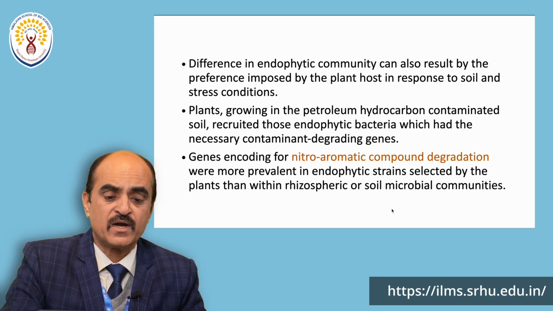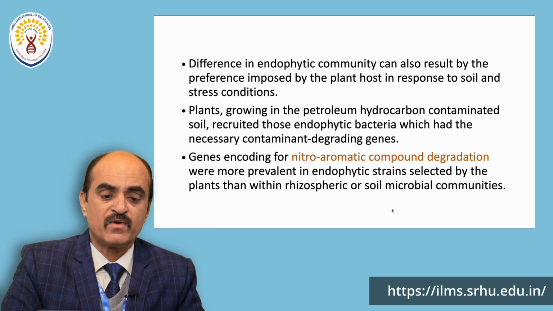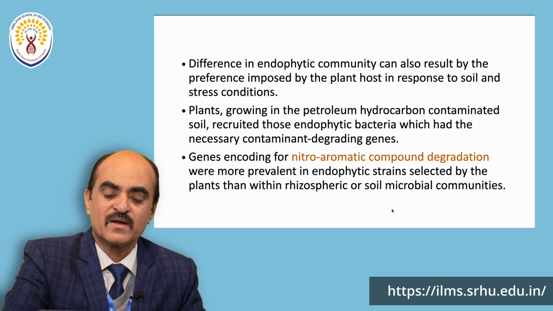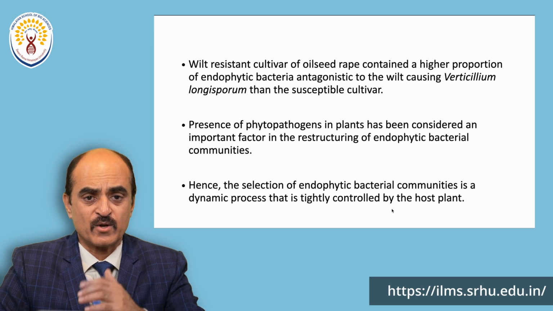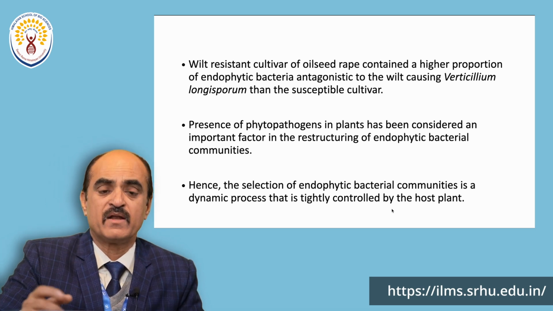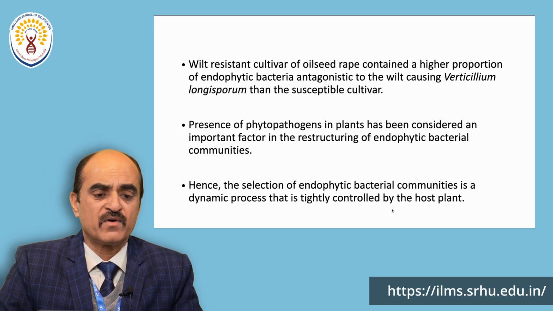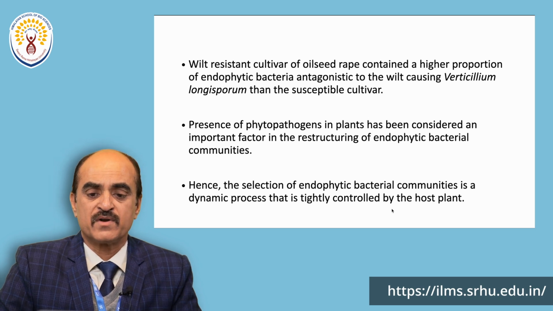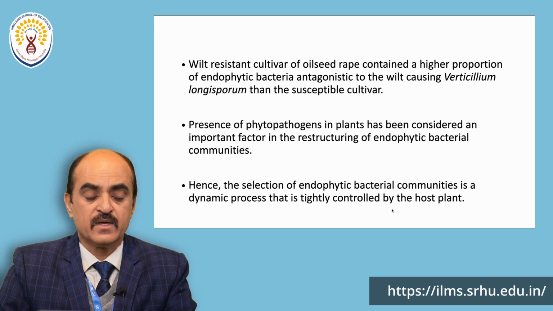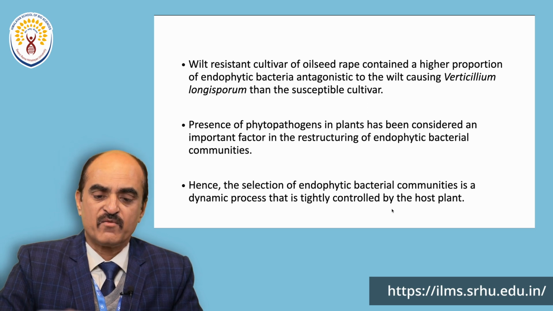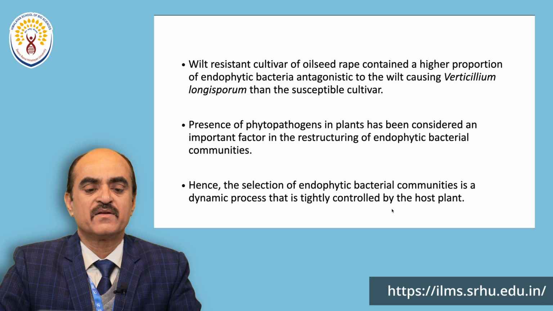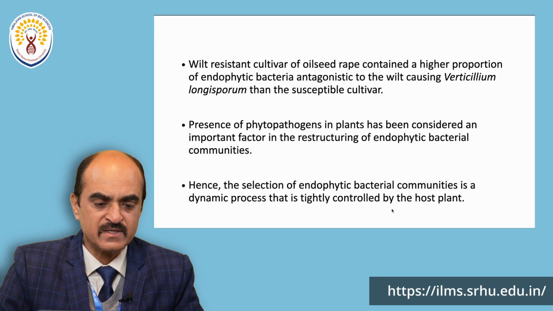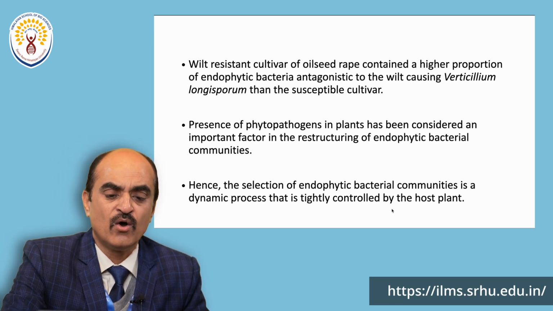The genes encoding for nitroaromatic compound degradation were more prevalent in endophytic strains selected by the plants than within rhizospheric or soil microbial communities. Because plants select those microbes, the plant senses that these types of bacteria will benefit it. So wilt resistant cultivars of oilseed rape contained a higher proportion of endophytic bacteria which are antagonistic to wilt causing Verticillium than the susceptible cultivar. So the presence of phytopathogens in plants has been considered an important factor in the restructuring of endophytic bacterial communities. Hence the selection of endophytic bacterial communities is a dynamic process which is tightly controlled by the host plant.